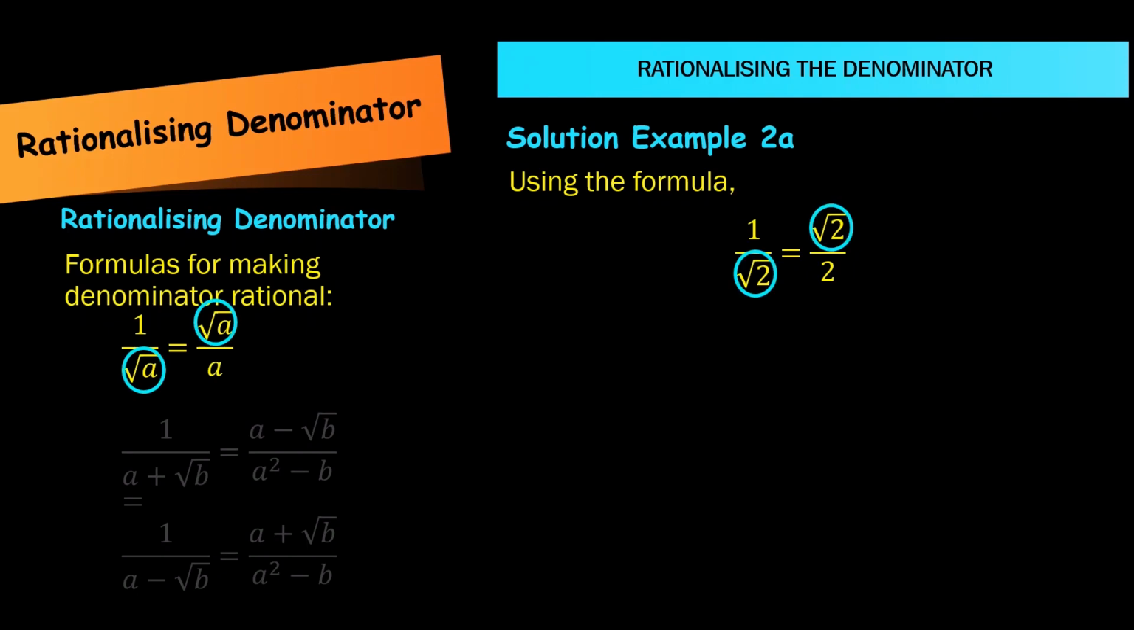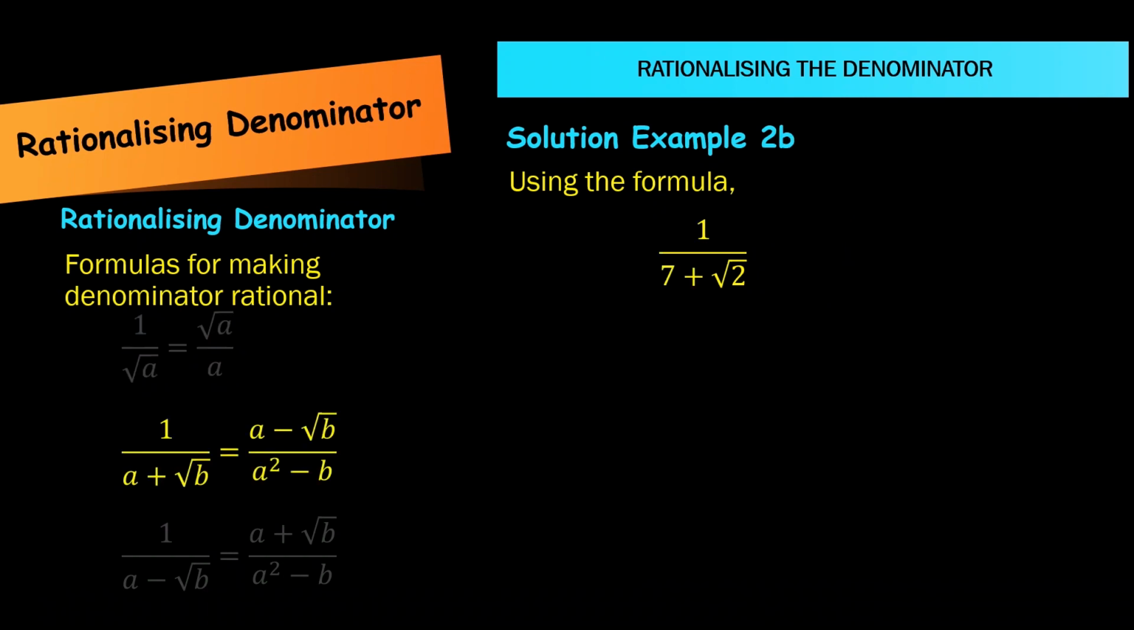And now for part B. We are required to rationalise 1 divided by 7 plus root 2. We're going to use the second formula as highlighted. Here, as you can see, a equals 7 and b equals 2. So we can now plug in a equals 7 and b equals 2, to give us 7 minus root 2 divided by 49 minus 2, which equals 7 minus root 2 divided by 47.